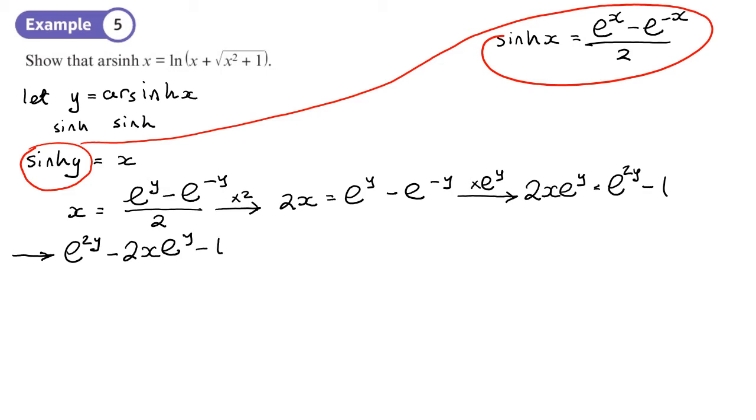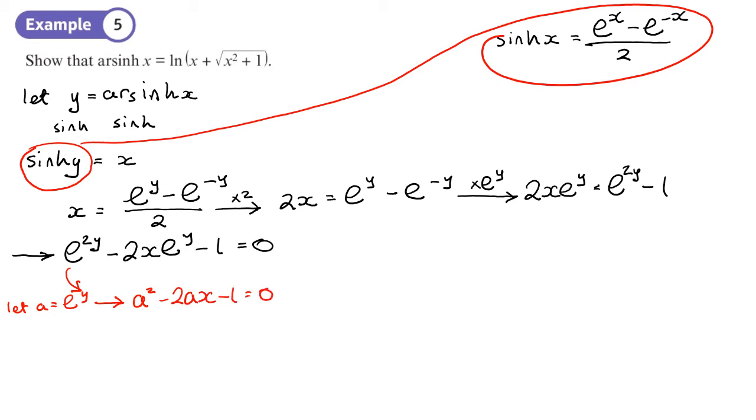Minus 1 equals 0. Okay, now I'm actually going to complete the square here, and I'll show you why it works. If I said let a equal e to the y, what I would have is a squared minus 2ax minus 1 equals 0.